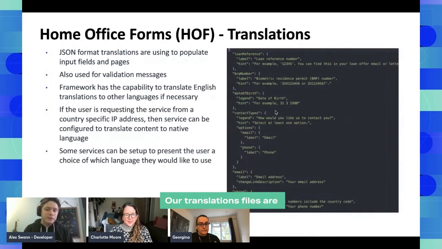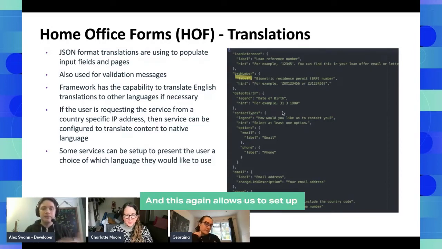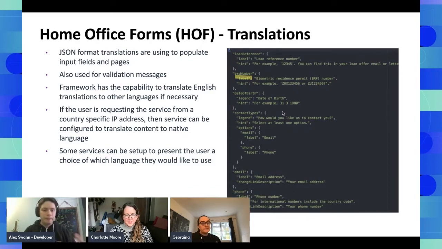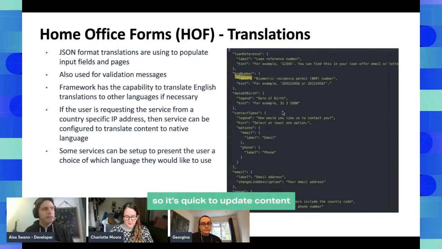Our translations files are all sort of JSON objects. And again, they're JSON files even, and they link up to the fields similar to how the fields do with the routes. And this, again, allows us to set up hint and label text. So it's quick to update content and see that live on the page as you're doing development work.